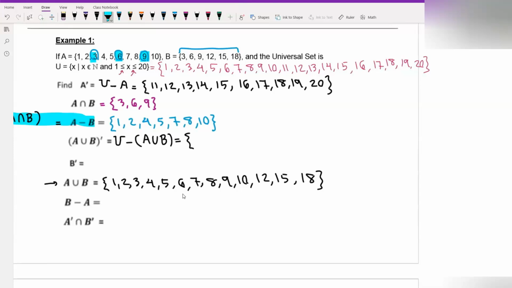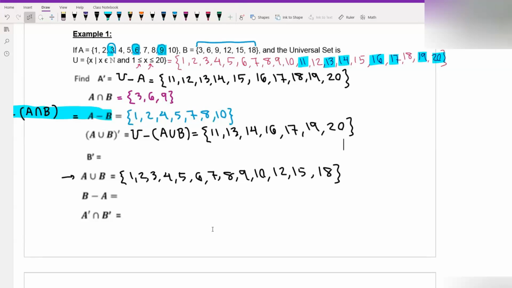We don't have 1, 2, 3 up to this point 10. We don't have 12, we don't have 15, we don't have 18. What's left is 11, 13, 14, 16, 17, 19, 20. So this is the answer for A union B prime, or complement of that one. It's 11, 13, 14 and 20. What is the answer for complement of B?